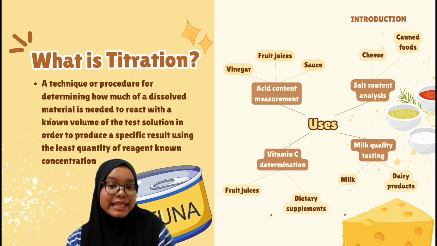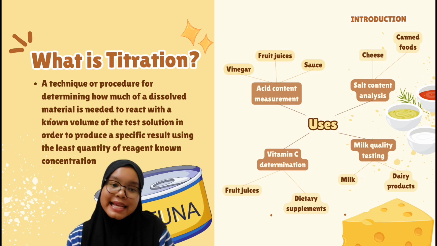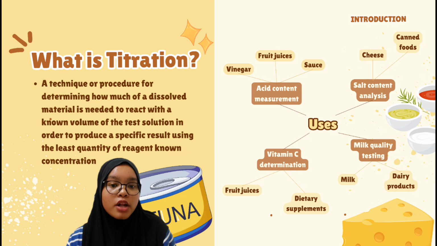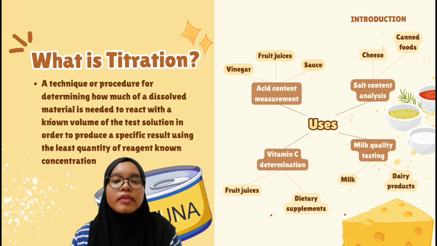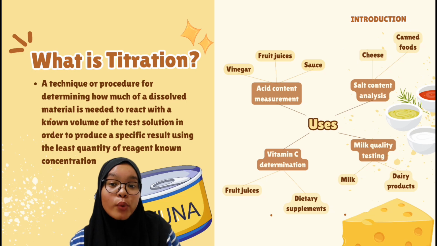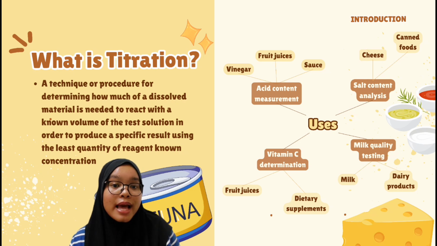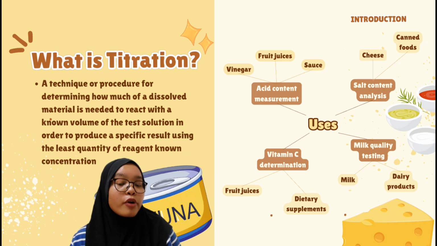Moreover, vitamin C determination. In products like fruit juice and dietary supplements have a concentration of ascorbic acid or called as vitamin C. The titration used to determine the concentration of ascorbic acid in the food is redox indicator. Last but not least, meat quality testing. Titration methods such as titrable acidity test are used to assess the freshness and quality of milk and dairy product.